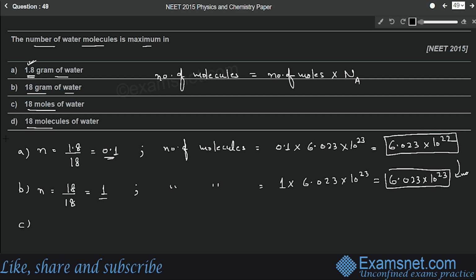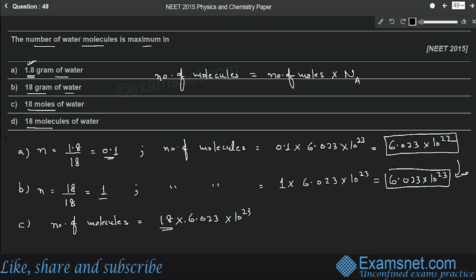Now let's check the third one. Here we have 18 moles. So the number of moles is already given here. So the number of molecules will be number of moles, that means 18, into Avogadro number 6.023 into 10 to the power 23.